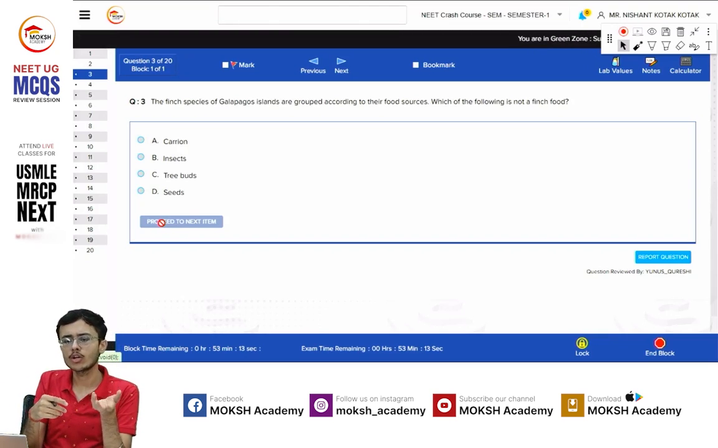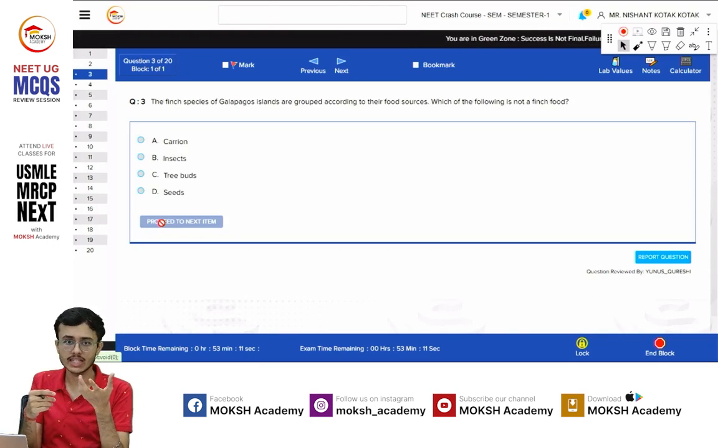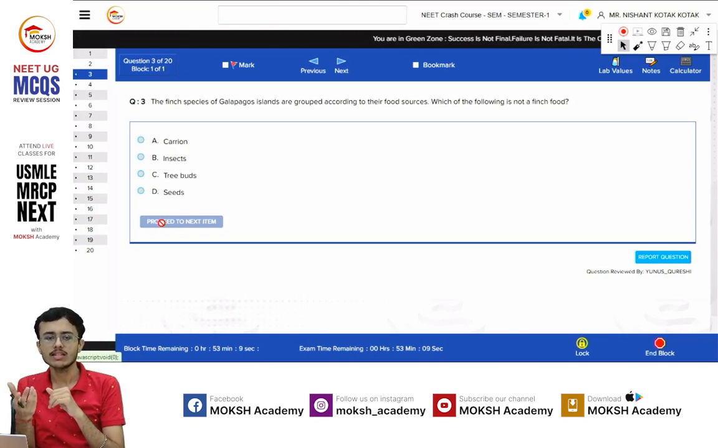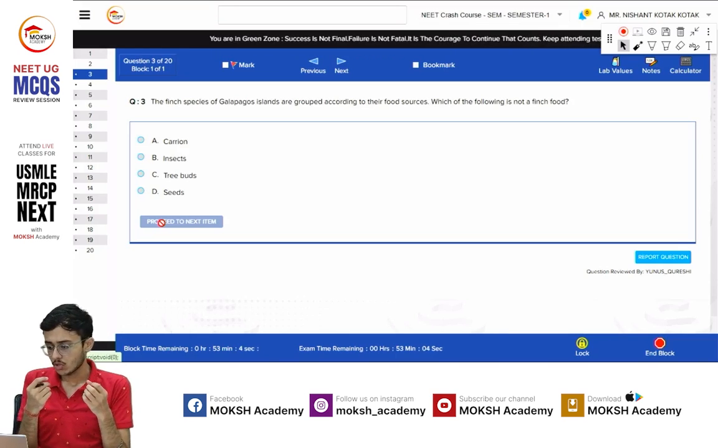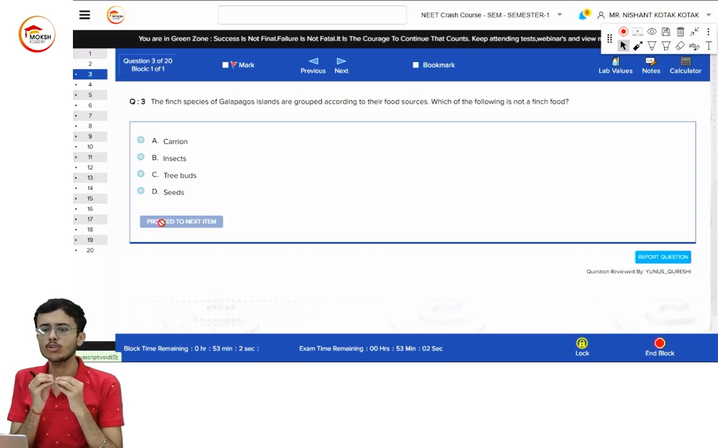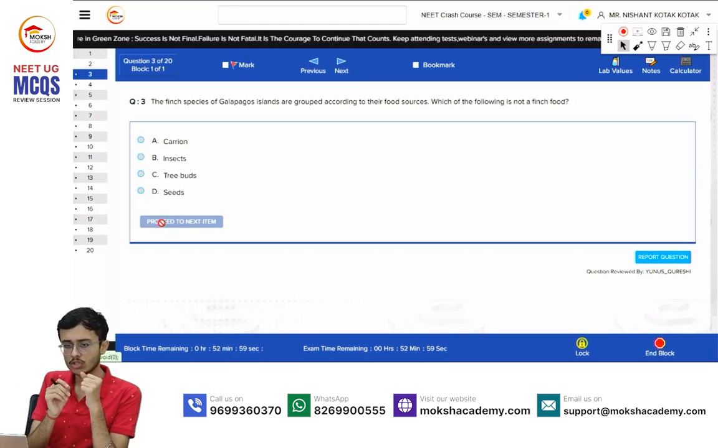In certain habitats they had a lot of vegetation, so the finches were vegetarian. In other habitats they had more insects to eat, so they became insectivorous. That is why these altered beaks arose. So which of the following is not a finch food? The basic thing was food. So what are the types we saw?